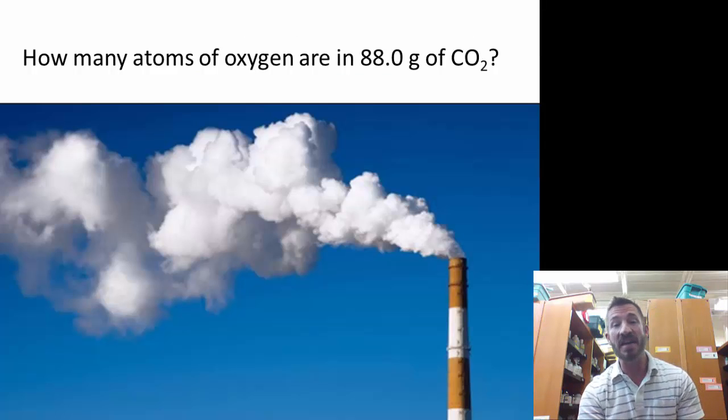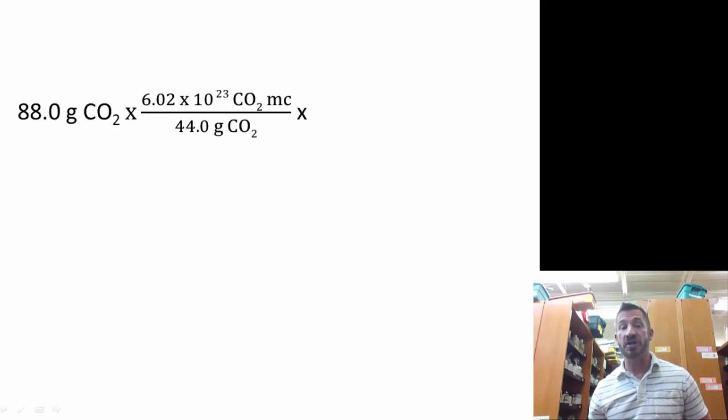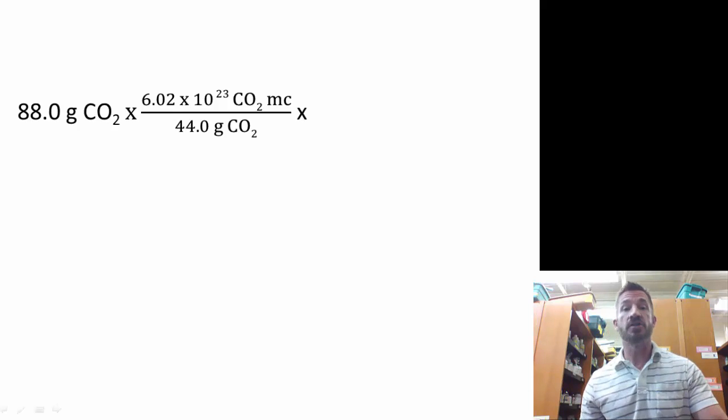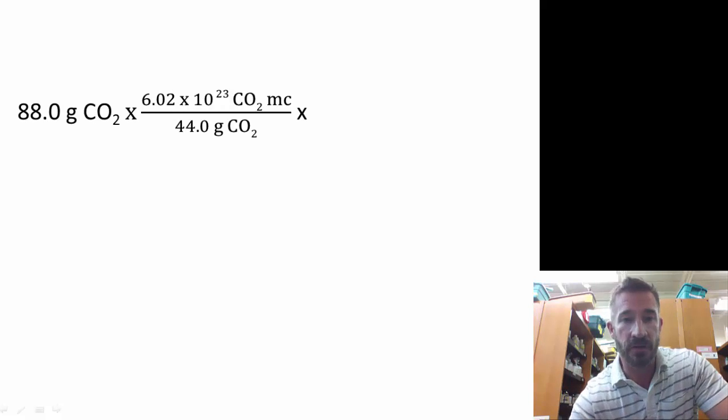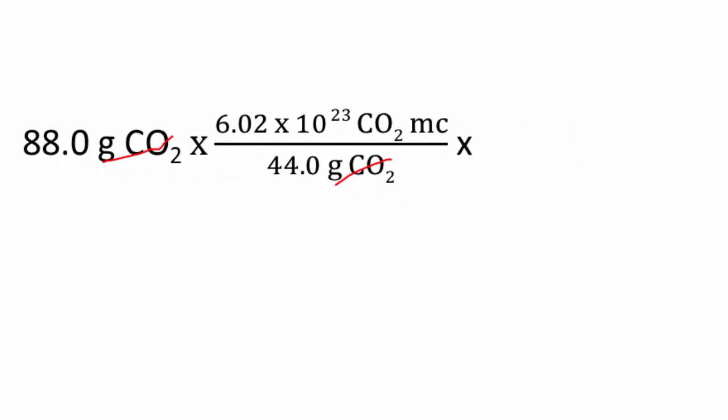The question is, how many atoms of oxygen are in 88 grams of carbon dioxide? We want to start with 88 grams of carbon dioxide. First, we want to change 88 grams of carbon dioxide to molecules. So we say we have 88 grams of carbon dioxide, and that cancels. So now we go from grams of carbon dioxide, to molecules of carbon dioxide.